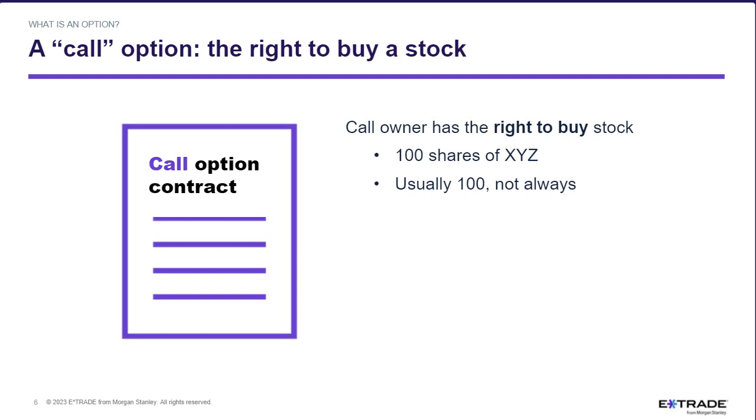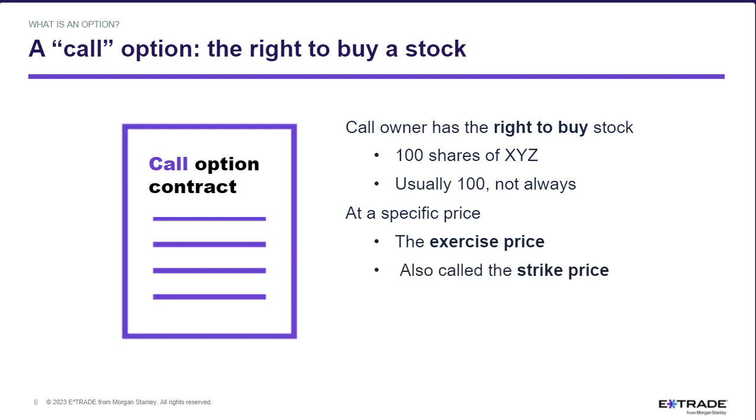Almost all options start out at 100 shares. There can be corporate situations that change that. Assume 100 shares. We'll talk about that a little bit as the day goes on. So it's 100 shares of XYZ at a specific price that is part of the contract. It's called the exercise price. It's also called the strike price. And it's for a limited time, and that time is up until the expiration of the option. So that's a call option.